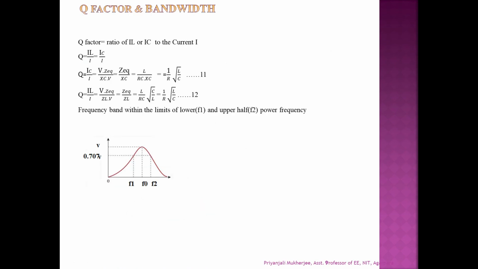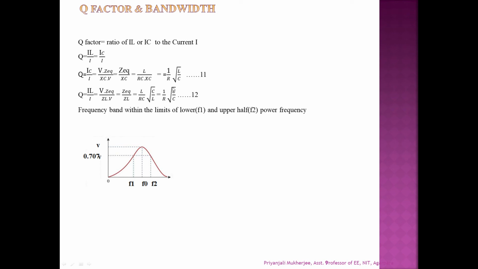Next is the Q factor of the parallel circuit and the bandwidth. So Q factor is the ratio of the IL or IC to the total current I. So if we consider the IL, then Q is equal to IL by I, and IL is the V into Z equivalent by ZL into V, and that is equal to Z equivalent by ZL, or it can be written as L by RC into root over of C by L, that is equal to 1 by R into root over of L by C.